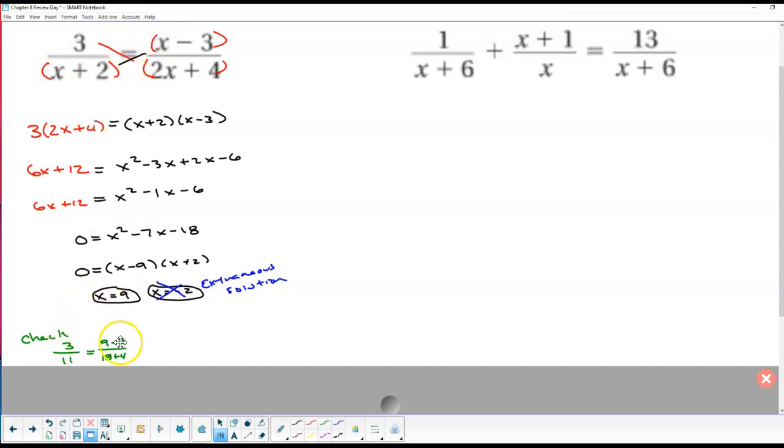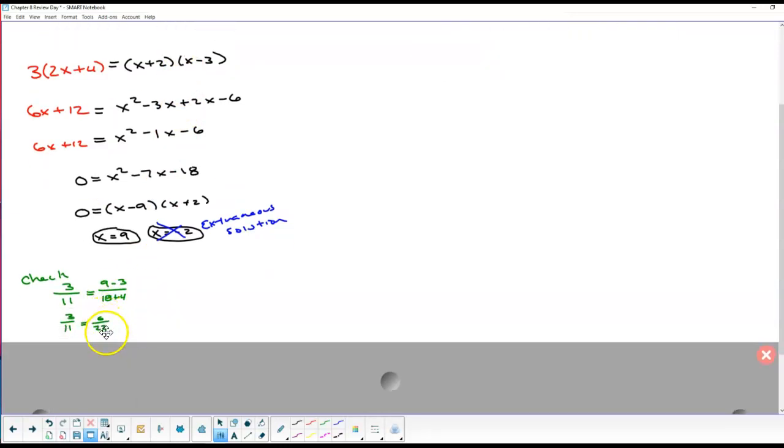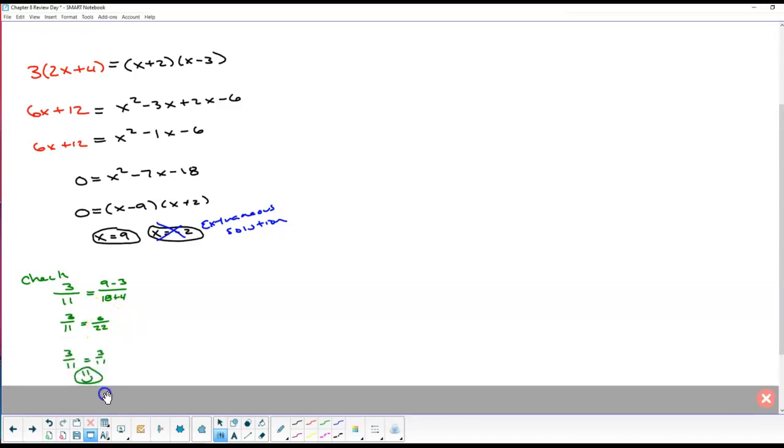And if I do 9 minus 3 over 2 times 9 is 18 plus 4, that simplifies into 6/22, which reduces down, and we get 3/11 equals 3/11, which tells me that this is a true real solution. And we like that. All right, so let's try the next one.